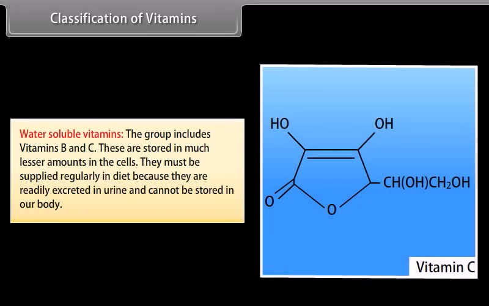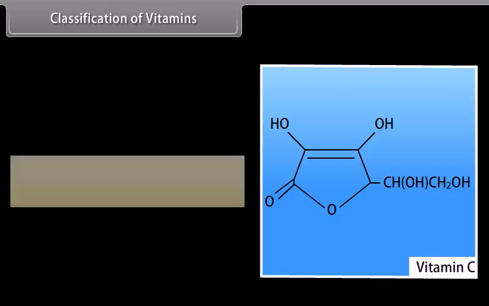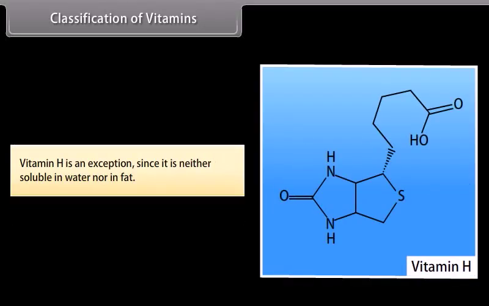Water-soluble vitamins. The group includes vitamins B and C. These are stored in much lesser amounts in the cells. They must be supplied regularly in diet because they are readily excreted in urine and cannot be stored in our body. Vitamin H is an exception, since it is neither soluble in water nor in fat.